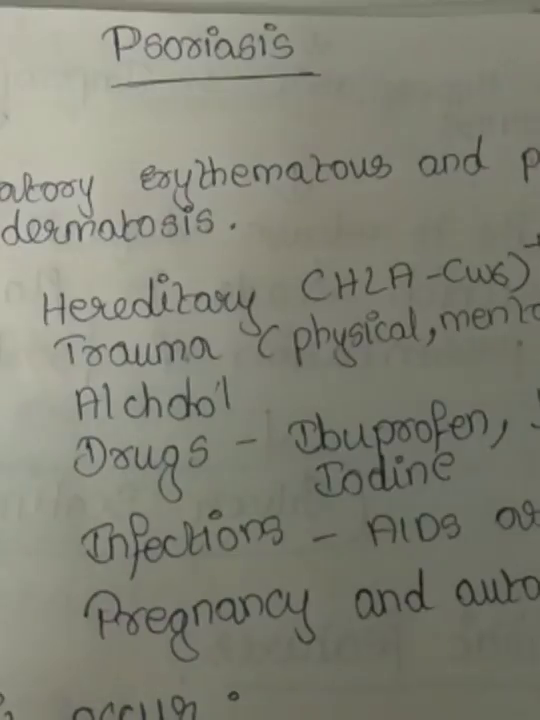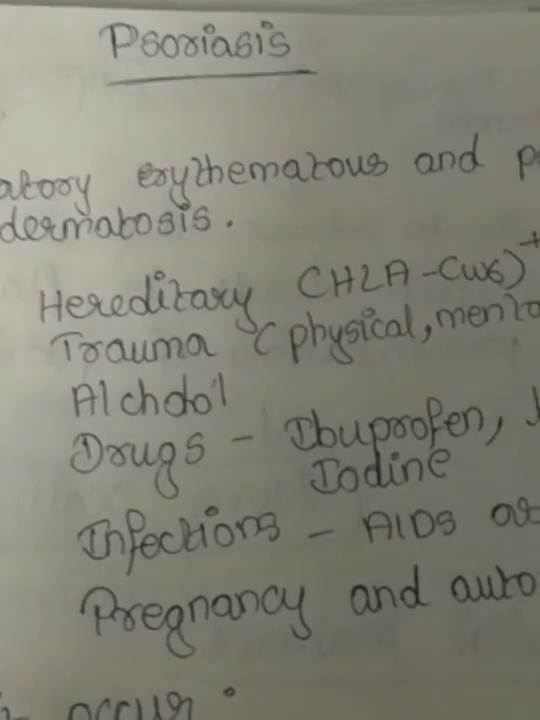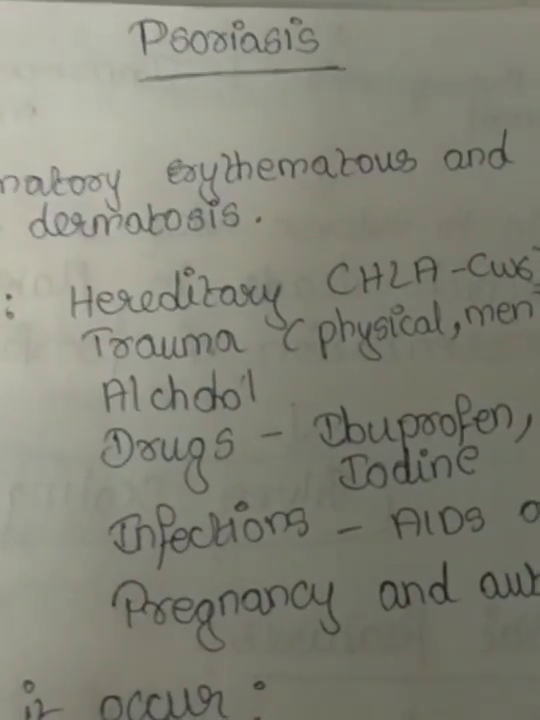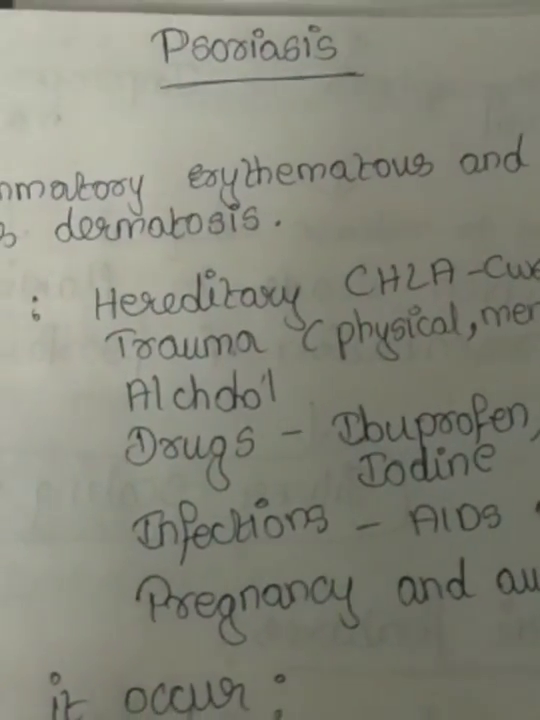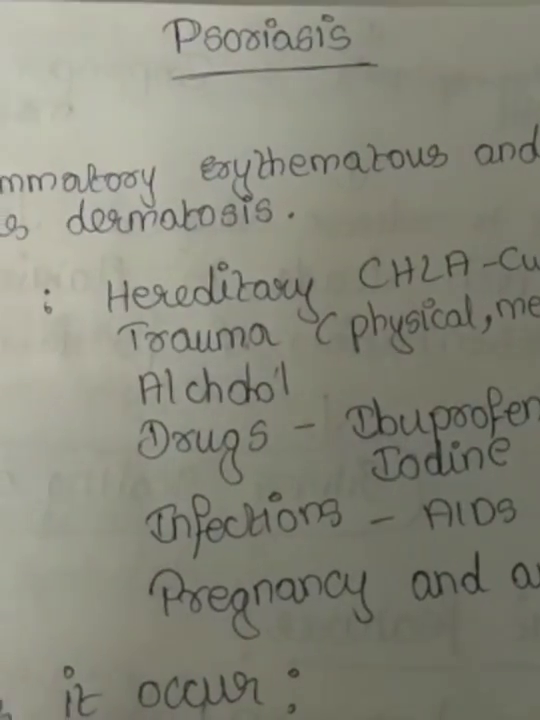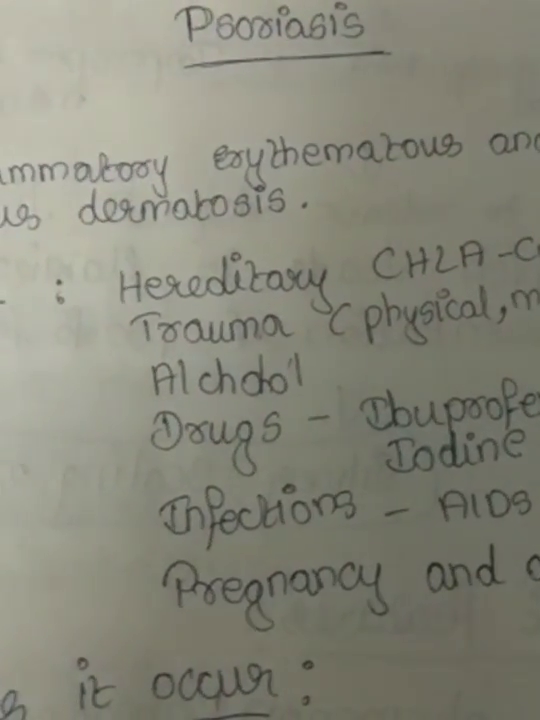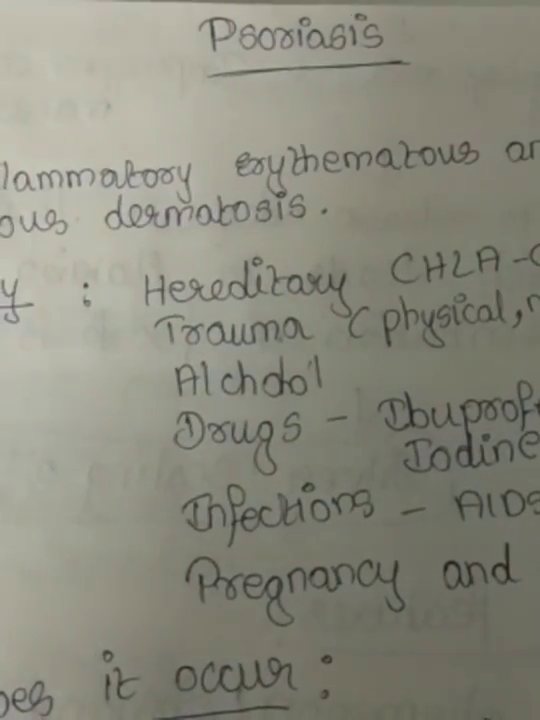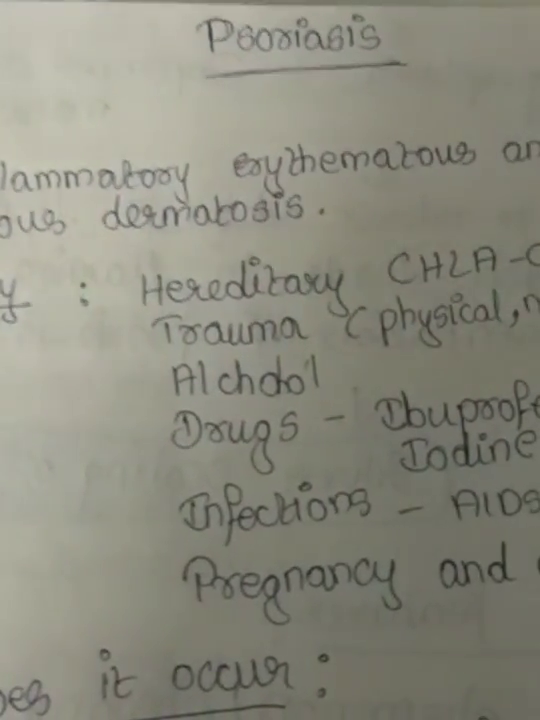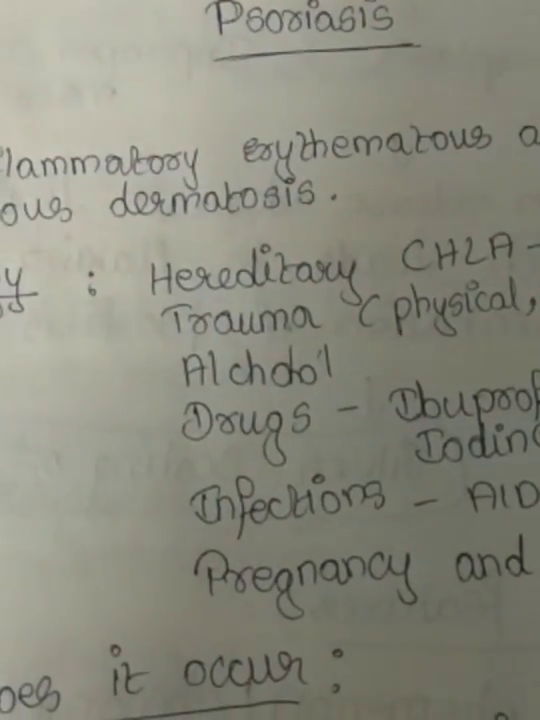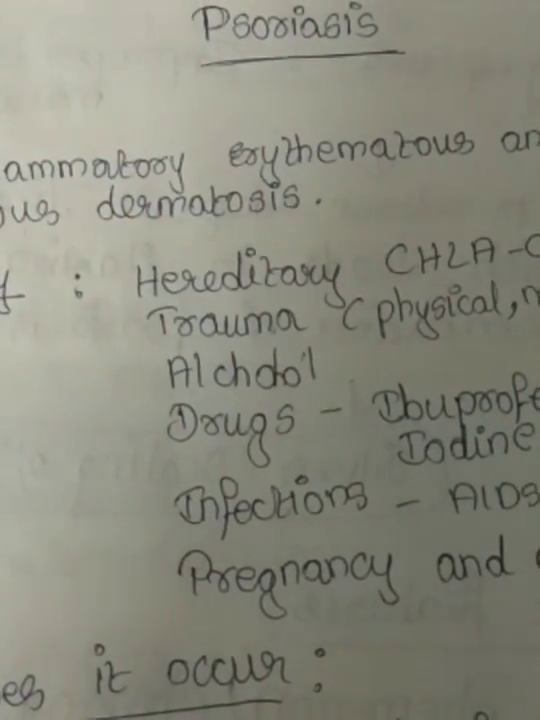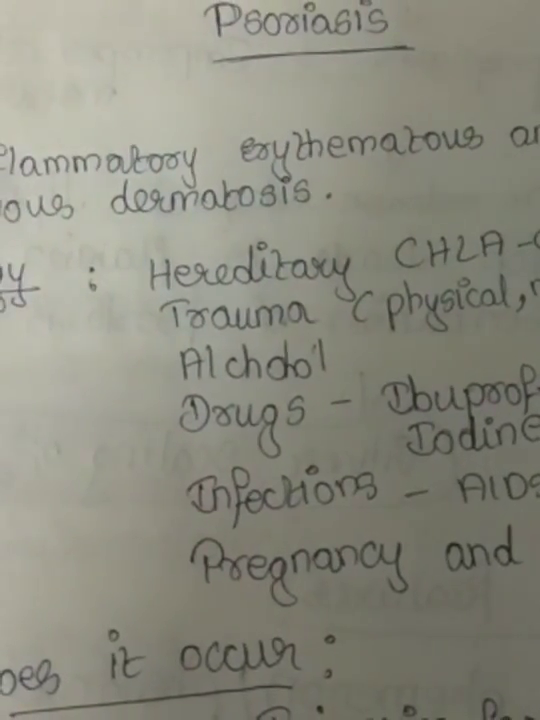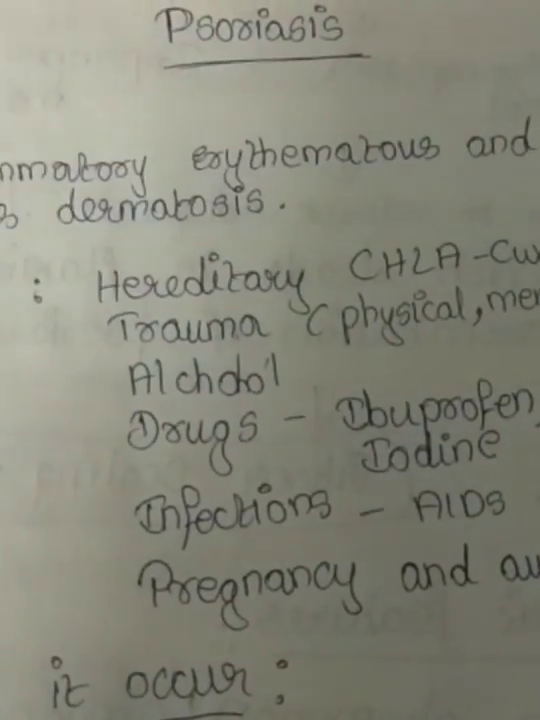Coming to the definition, we know that it's an inflammatory erythematous papulosquamous dermatitis. What's the main etiology? Among skin manifestations, the common etiologies are any trauma, infections like HIV, AIDS, or herpes, or drugs like steroids, iodine, and lithium. Then some allergies, and during pregnancy also we can see it.